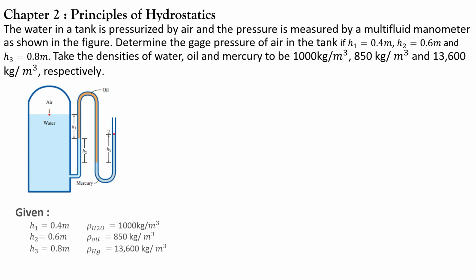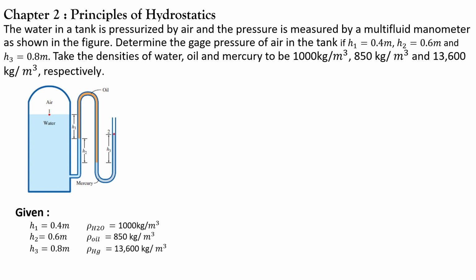Let's identify the givens. The givens are height 1 is equal to 0.4 meters, height 2 is equal to 0.6 meters, and height 3 is equal to 0.8 meters. And their densities are: the density of water is equal to 1000 kg per cubic meter, density of oil is equal to 850 kg per cubic meter, and density of mercury is equal to 13,600 kg per cubic meter.